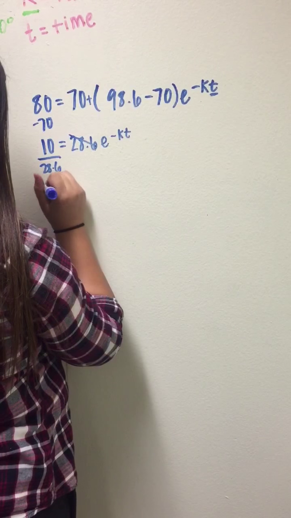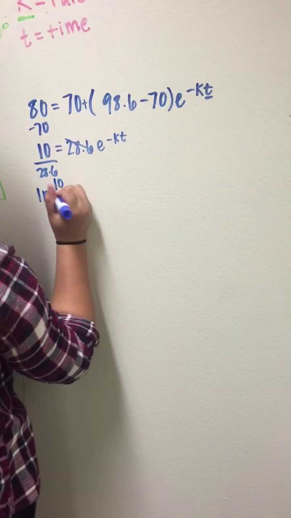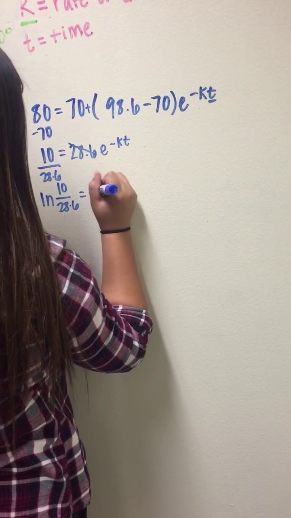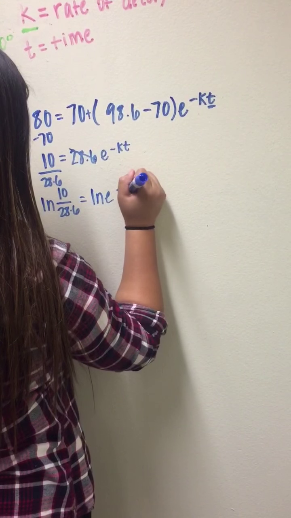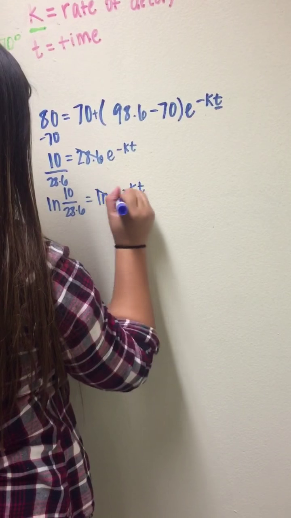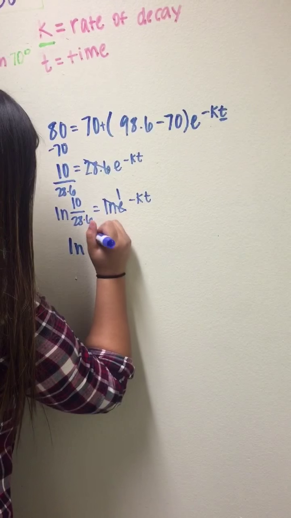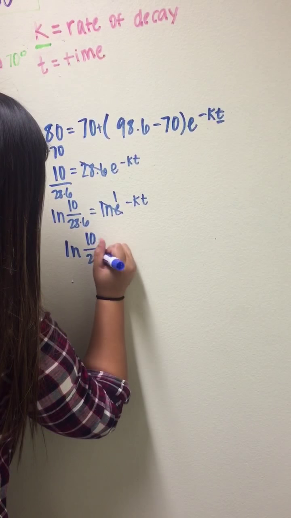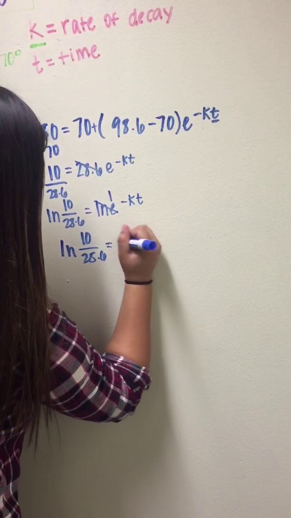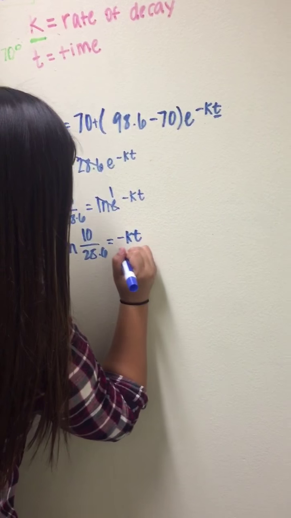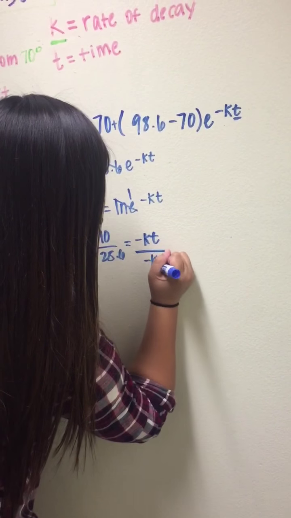So again, we're going to divide by 28.6 to get rid of that, and then ln to get rid of E. So ln of 10 over 28.6 equals ln E to the minus KT. So again, that's going to make 1. So we have ln of 10 over 28.6 equals negative KT. So now we're going to divide by K.